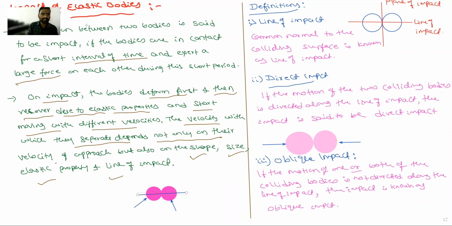Maybe there is a chance one body is coming in this direction and another body is coming in this direction. So now I will take this as an example. And how will the line of impact be? It is exactly horizontal. So this is the difference between the direct impact and the oblique impact. In the direct impact, the motion of the bodies and the line of impact are in the same direction. But in the oblique impact, the motion of the bodies and the line of impact are not along each other. They are away from each other.